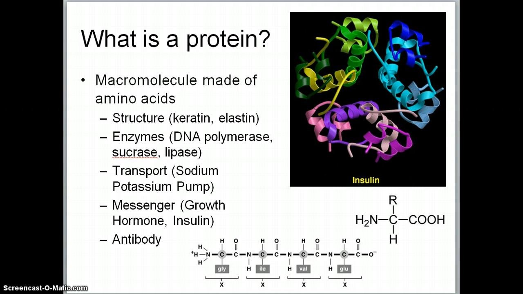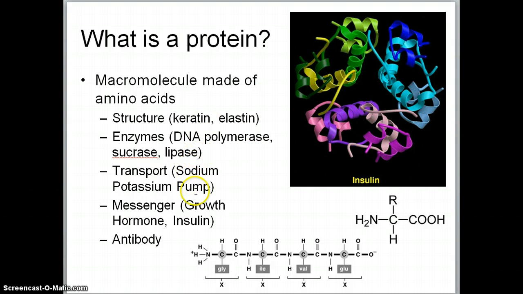And what's a protein used for? Well, proteins are used for structure, like keratin that's found in your hair and fingernails, or elastin. This is what makes your skin stretchy. When you pinch your skin and it pulls, it's because of the protein elastin. Or enzymes like DNA polymerase that adds nucleotides to make a new DNA molecule.